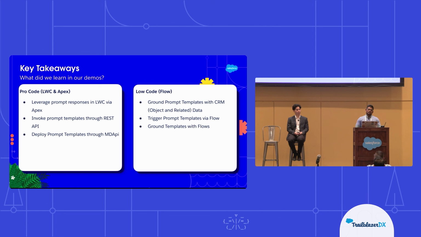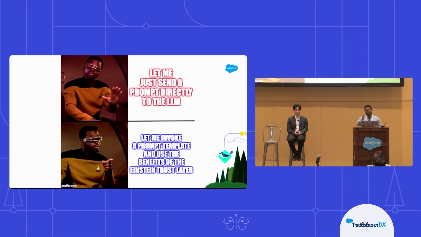On the low-code side, we looked at how we can leverage prompt templates and ground them with existing CRM data, such as objects and related data to the objects. Then we looked at how we can trigger prompt templates via flow, and how we can ground prompt templates with flows. So one key main takeaway, as Jordi would say, when some developer would come to you and say, let me just send a prompt directly to the LLM, we can just say, why not use a prompt template and use the benefits of the Einstein trust layer?